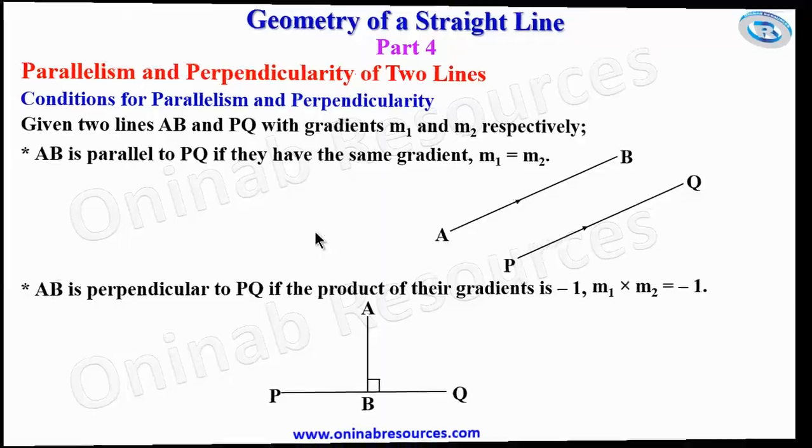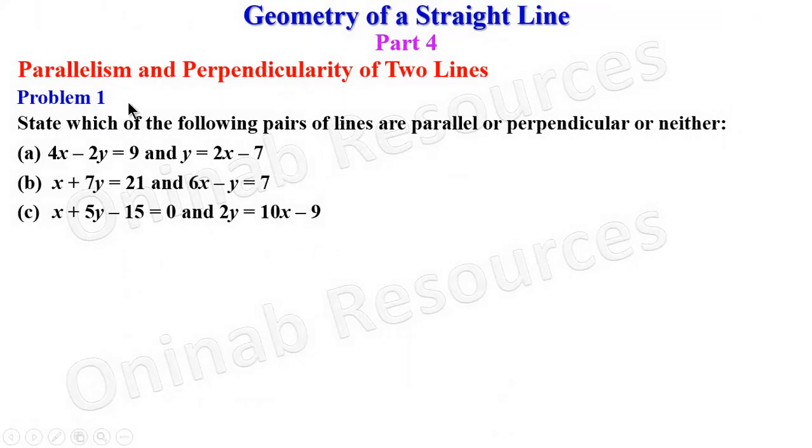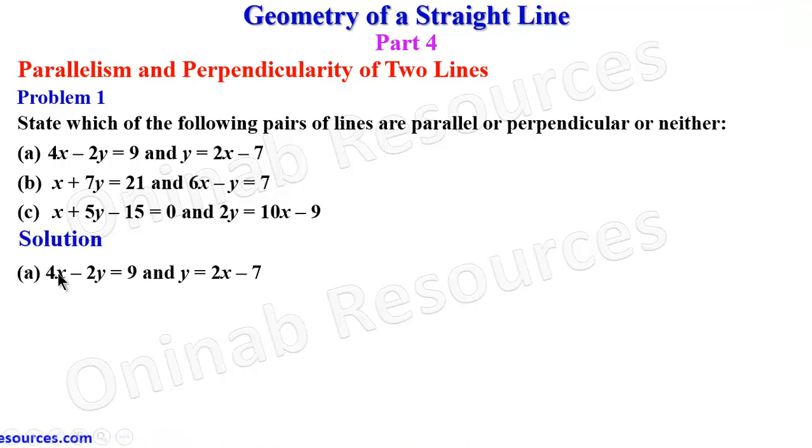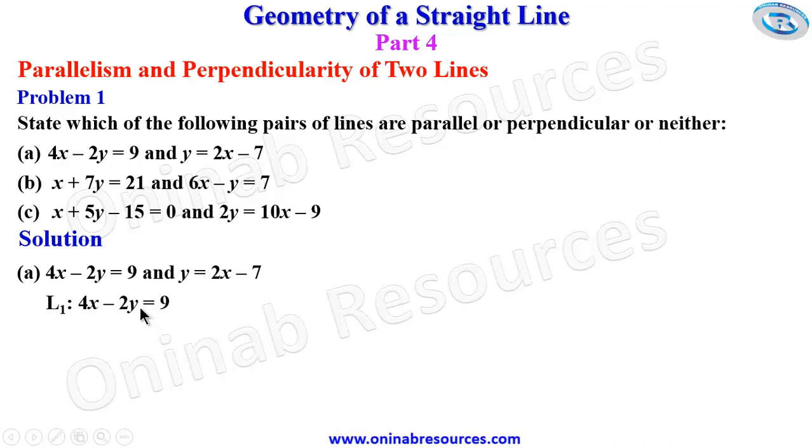So we then start with problem 1. Problem 1: state which of the following pairs of lines are parallel or perpendicular or neither. So we have A, B, and C here. Starting our solution from A, we have 4x minus 2y is equal to 9 and y is equal to 2x minus 7. We start with the first line, 4x minus 2y equals 9. We are going to express it in standard form of a linear equation by making y the subject of the relation. From there, we'll be able to get our gradient.